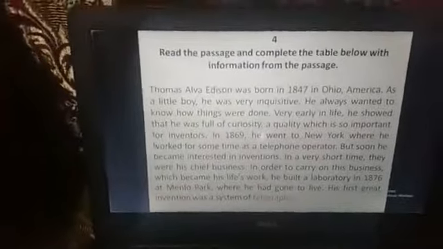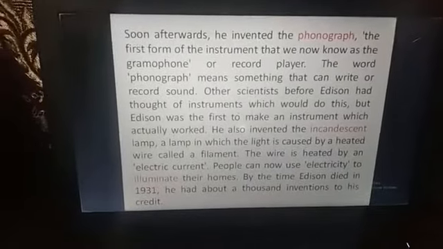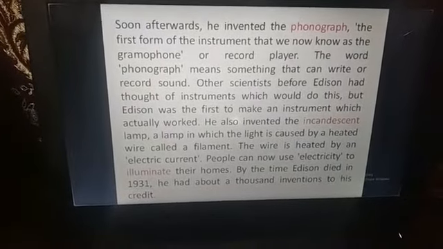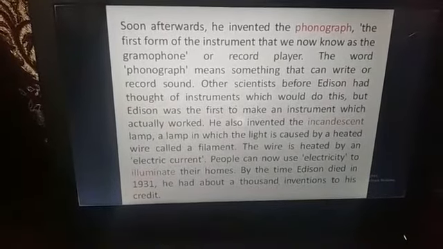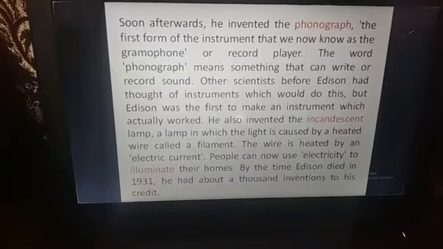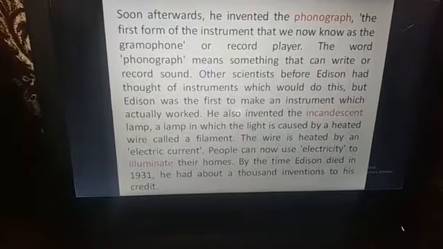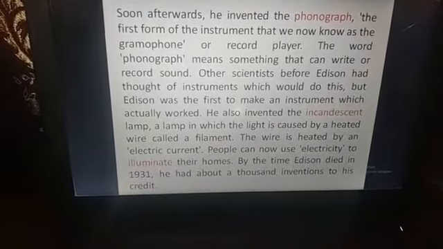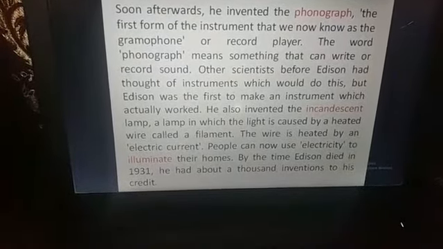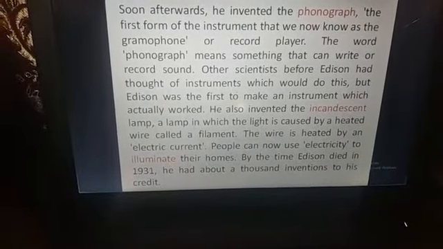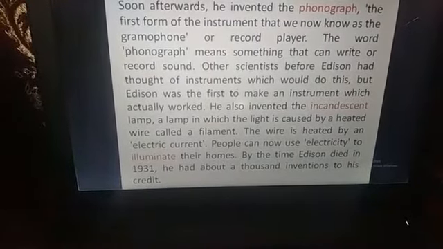I already read it in my previous class, but today I am reading it just to show how we can write a good summarization of this passage. Okay, soon afterward he invented the phonograph, the first form of the instrument that we now know as the gramophone or record player. The word phonogram means something that can write or record sound. Other scientists before Edison had thought of an instrument which would do this, but Edison was the first to make an instrument which actually worked.